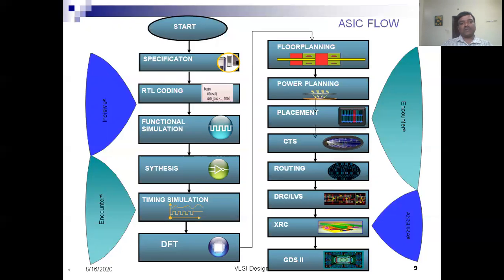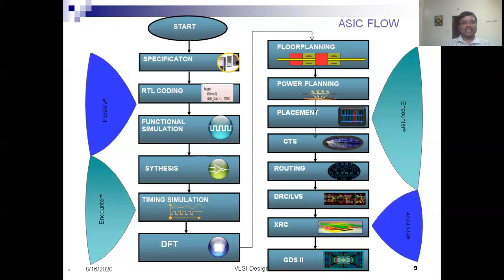From the specification, it is given to the RTL team. RTL is register transfer language, where based on the specifications this team will develop Verilog code. From there it is given to the functional simulation team, where the Verilog code is verified using various simulation tools. Functionality means they check according to the truth table or behavior. From there it is given to the synthesis team, where the Verilog hardware language code is converted into a netlist file. The synthesis output is the netlist file.